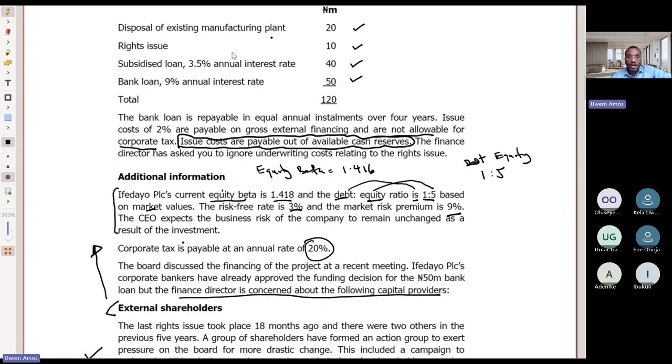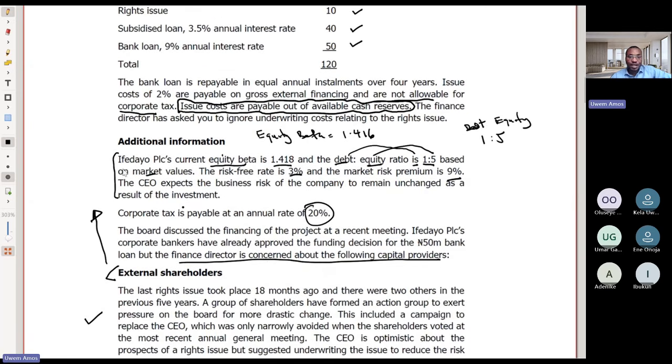Look at it. Right here: the CEO expects the business risk of the company to remain unchanged as a result of the investment. Basically, they are moving to the same line of business. It's still the same line of business they are doing, but they're just expanding. So the CEO does not expect the risk of the company to change. So because of that, you don't need a proxy because the risk has not changed. It is not moving into a new line of business. Hope that's clear for this one.